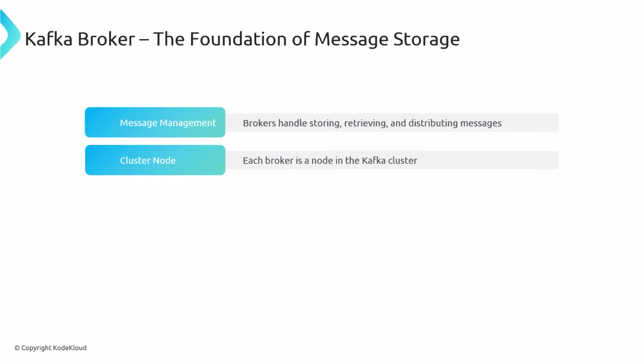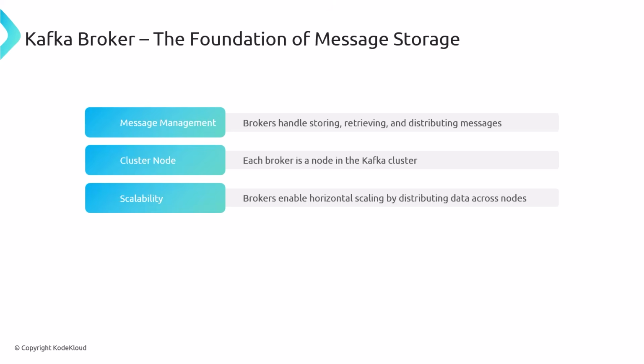Next, we have the cluster node itself. As I mentioned, each Kafka broker acts as a node within the cluster. These nodes communicate with each other, maintaining a distributed system that supports large-scale data streaming. This distributed design helps prevent bottlenecks, ensuring smooth data flow across multiple applications. By distributing the workloads across multiple nodes or brokers, Kafka ensures reliability and performance at scale.